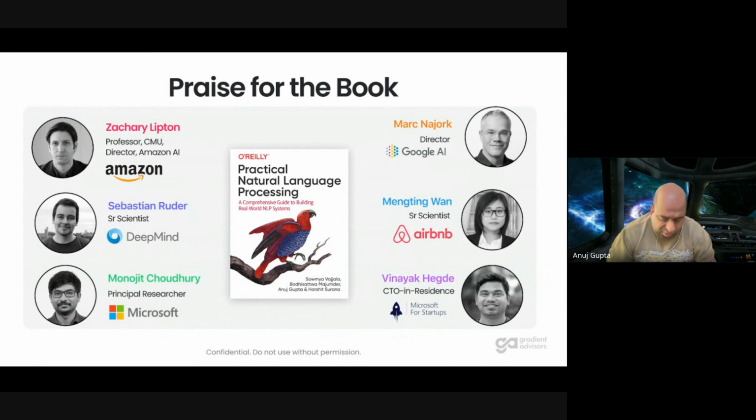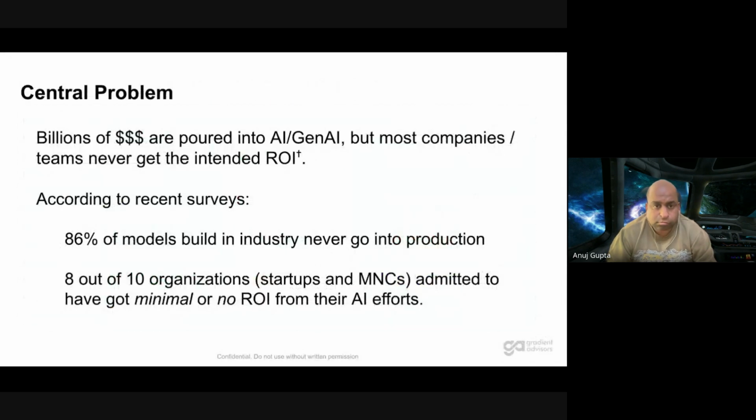We have been extremely fortunate that our work has been endorsed by some of the very, very best in the world, coming from both academia and industry. This includes Carnegie Mellon, Google AI, people from DeepMind, Microsoft Research, Airbnb, Microsoft for Startups, YC Startups, and many, many more.